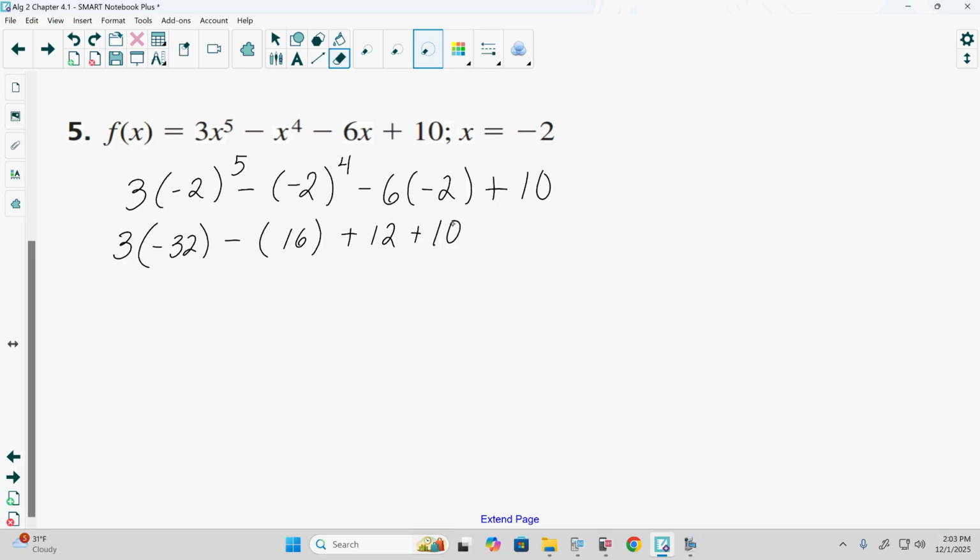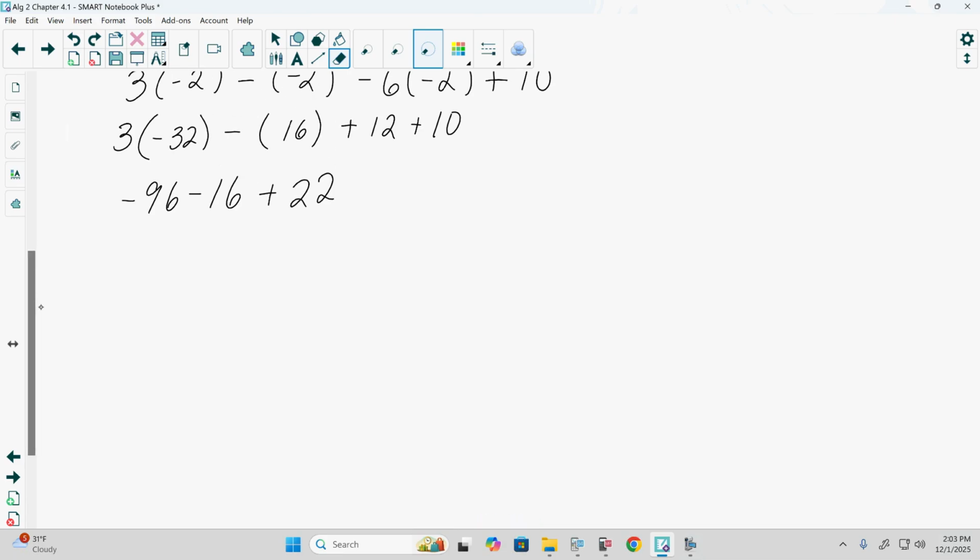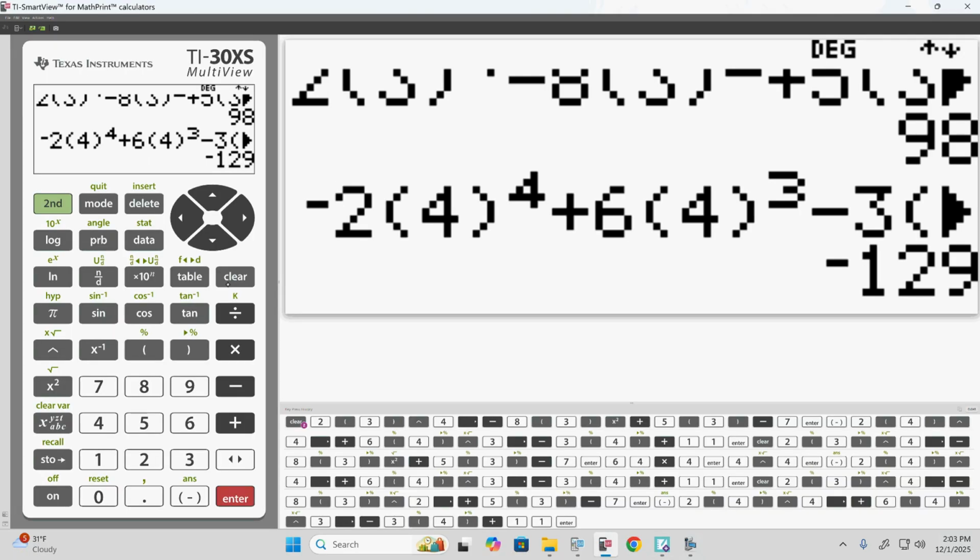3 times negative 32 is going to be negative 96, minus 16 plus 22. Negative 96 minus 16 would be negative 112 -- actually negative 120, plus 22, negative 90. We can check and see here.